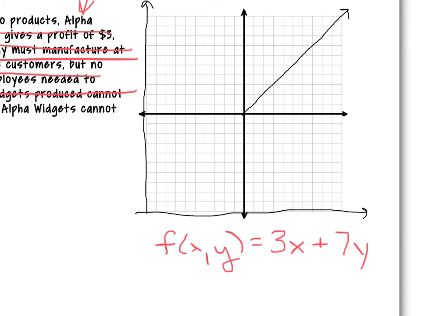We know our alpha widgets are between 1 and 5, so I'm drawing 1, 2, 3, 4, and oops, I lost count. 3, 4, and 5. Here are the limitations on alpha widgets. And now I need my beta widgets. Betas, they must be below 6. So 1, 2, 3, 4, 5, and 6, okay?